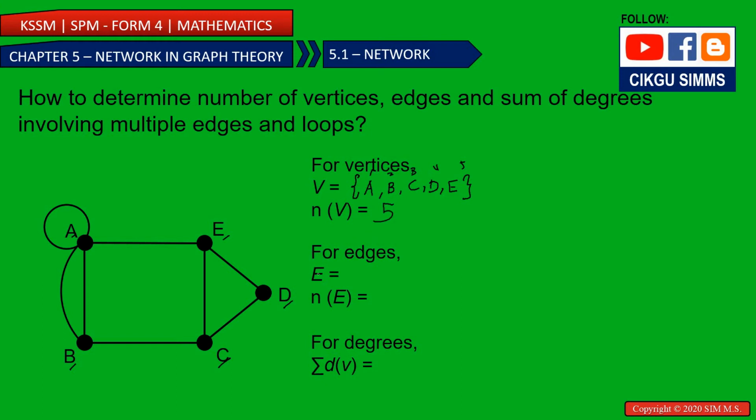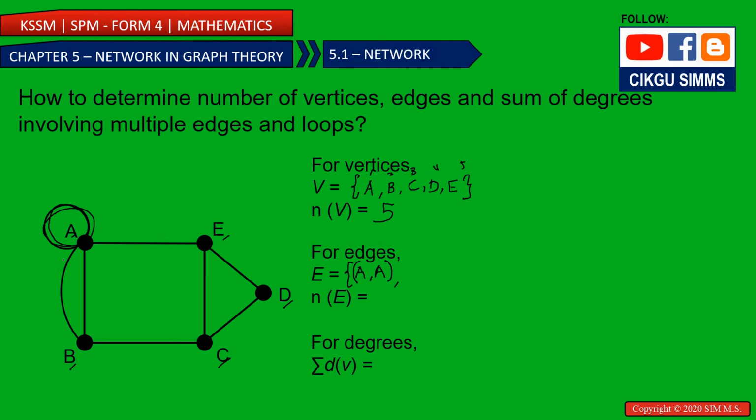How about edges? How to list the edges? To do it systematically, I would do it from A, and then B, C, D, and then E. I start with A first. I will draw a curly bracket and list the first edge. The first edge is this: it starts from A and ends in A. So start from A, don't forget the bracket, and end in A. This is the first edge.